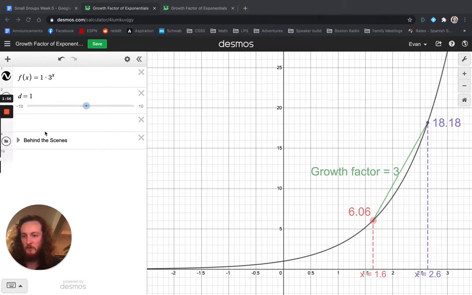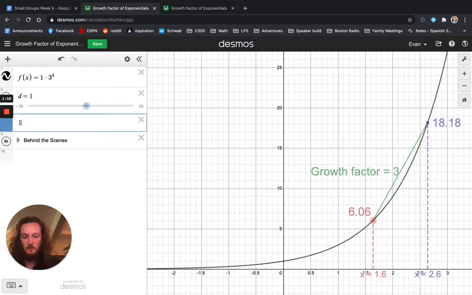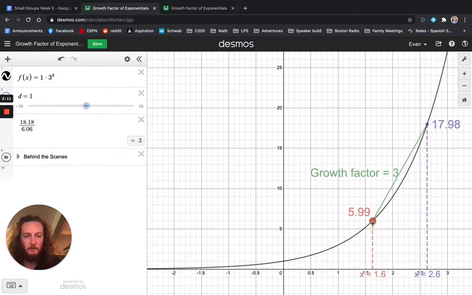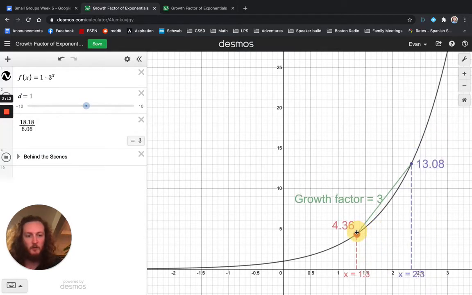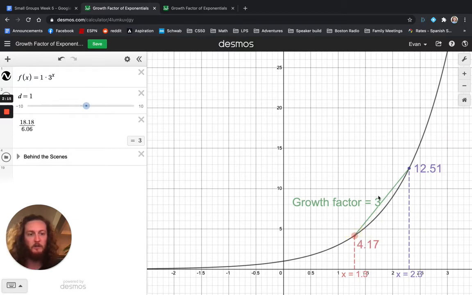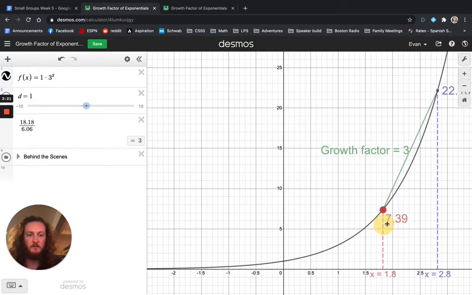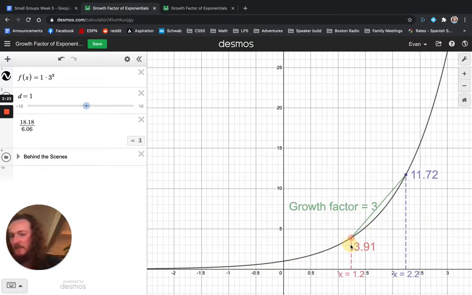And sure enough, if we do that in Desmos, hey Desmos, what is 18.18 divided by 6.06? Maybe you already know. The growth factor is 3. So I think this is a pretty cool idea that growth factor is always, always, always going to be 3, no matter which pair of points we're using on the entire function. That's actually an idea from Algebra 1.